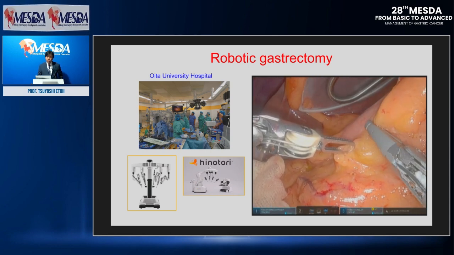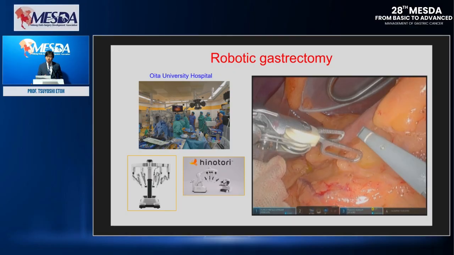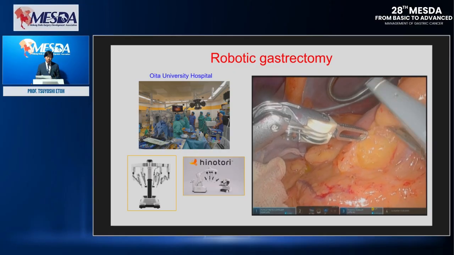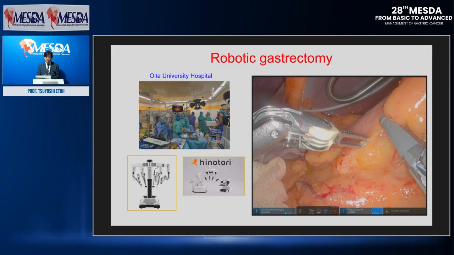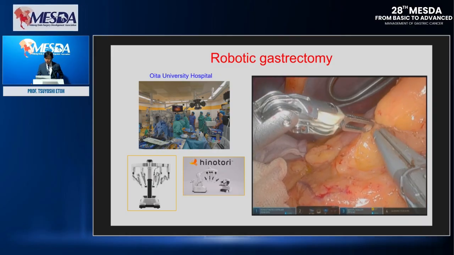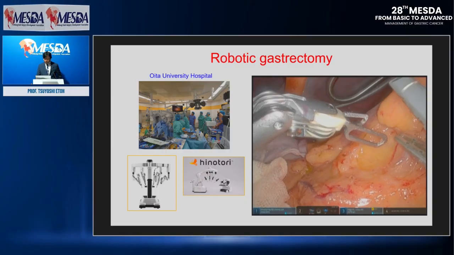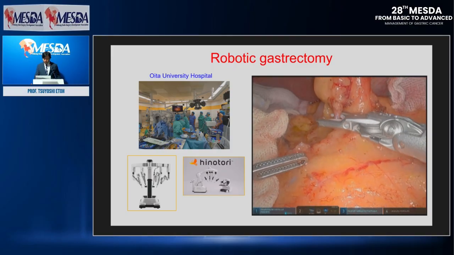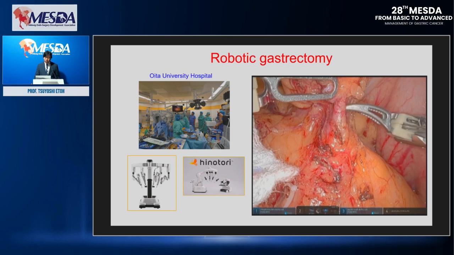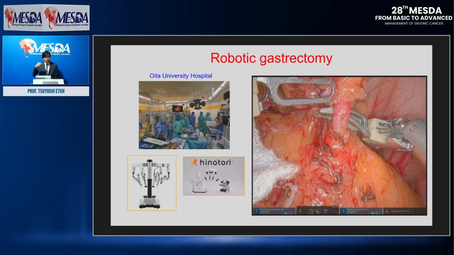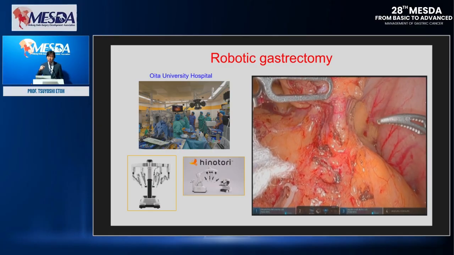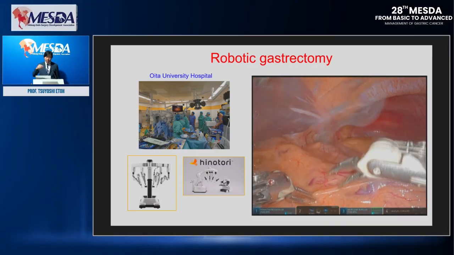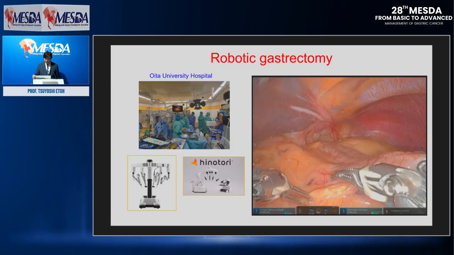But anyway, the concept of this procedure is just the same as laparoscopic gastrectomy, I think. Of course, the modality is different, but the concept is the same as minimally invasive surgery. In robotic surgery, traction using the fourth arm is very important to make a safe operation field. The retraction is very important.